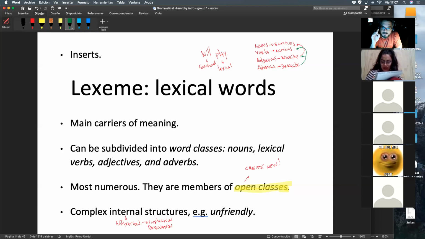Main carriers of meaning can be subdivided into word classes: nouns, lexical verbs, adjectives, and adverbs. They are the most numerous, that is to say, they are members of an open class. If I can count every single word lexeme of a language, then I will see that the biggest number will be lexical words, right? What's the reason for that? The reason is that you can create new ones. Every single time you can create new lexical words. What does it mean? That I can create new nouns, new verbs, new adjectives, and new adverbs.